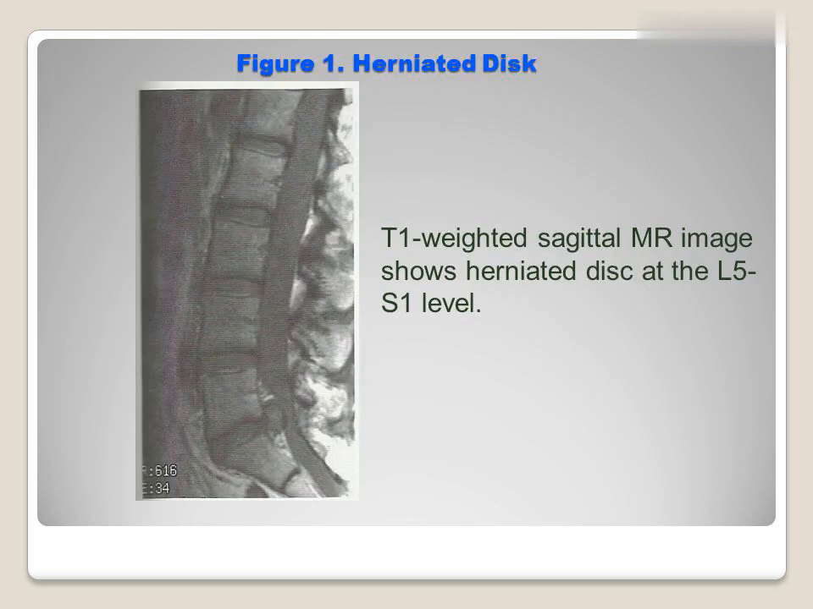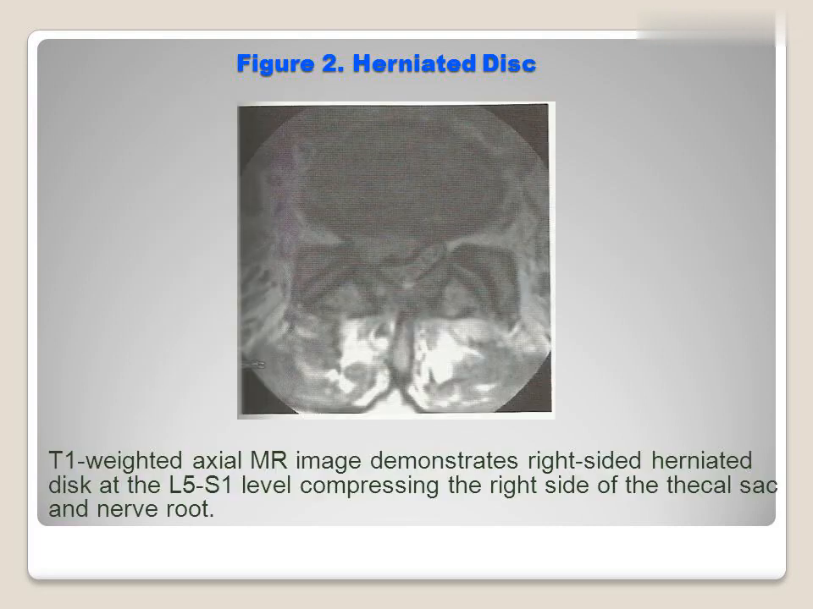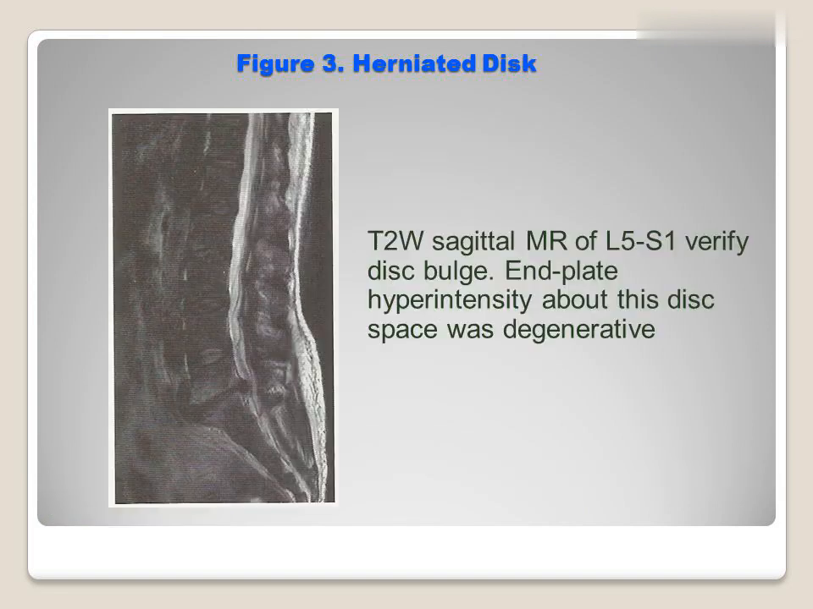T1 weighted sagittal MR image shows herniated disc at the L5-S1 level. Figure 1. Herniated disc. T1 weighted sagittal MR image shows herniated disc at the L5-S1 level. Figure 2. Herniated disc. T1 weighted axial MR image demonstrates right-sided herniated disc at the L5-S1 level, compressing the right side of the thecal sac and nerve root. Figure 3. Herniated disc. T2W sagittal MR of L5-S1 verifies disc bulge. End plate hyperintensity about this disc space was degenerative.